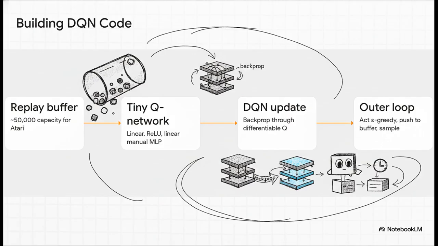Step 1, initialize your replay buffer so it can hold those past experiences. Step 2, build your Q network. For a toy game, just a tiny manual multi-layer perceptron is totally fine. Step 3, code the DQN update itself, making sure you backpropagate through your differentiable network while utilizing that frozen target network. And finally, step 4, the outer loop, where your agent actually acts in the environment, pushes those new transitions to the buffer, samples a random batch, and periodically syncs up that target network.